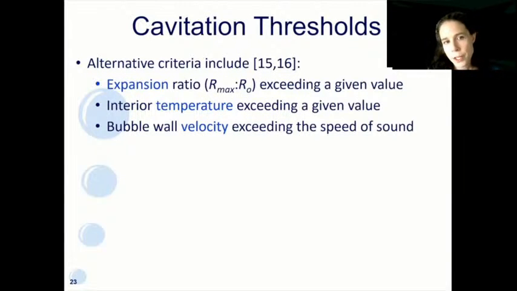And so we can define a threshold in terms of the expansion ratio, the maximum radius to the initial radius. If that exceeds a certain value, then we will get inertial cavitation. Similarly, we may be able to measure the interior temperature by spectroscopy, and if that exceeds a certain temperature, that tells us the bubble is compressed beyond a certain rate, and we're getting inertial cavitation. Or if we have access to a high-speed camera, or we can infer it from acoustic emissions, we can define the collapse in terms of the bubble wall velocity. And so if the velocity exceeds the speed of sound in the surrounding liquid, then we have a very, very violent collapse.